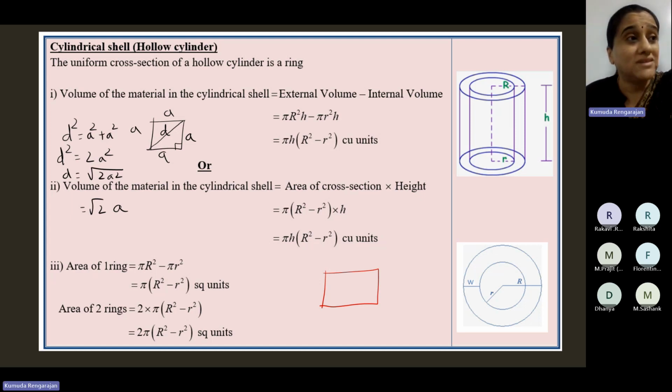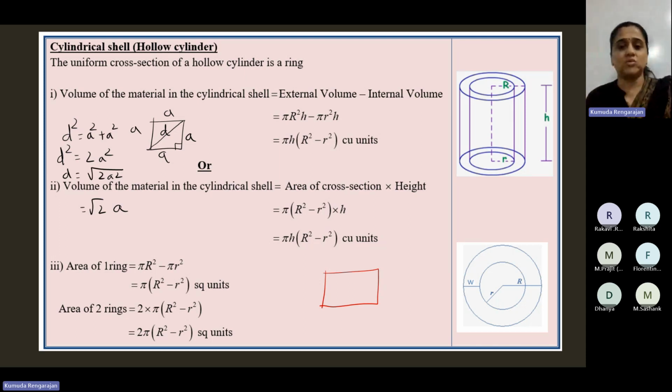For the cube, root 3a, again by using Pythagoras theorem only. So root 3a is the formula to find the length of the diagonal of a cube. Now, what is the diagonal of a cube? Which is that line segment? It is a line segment.